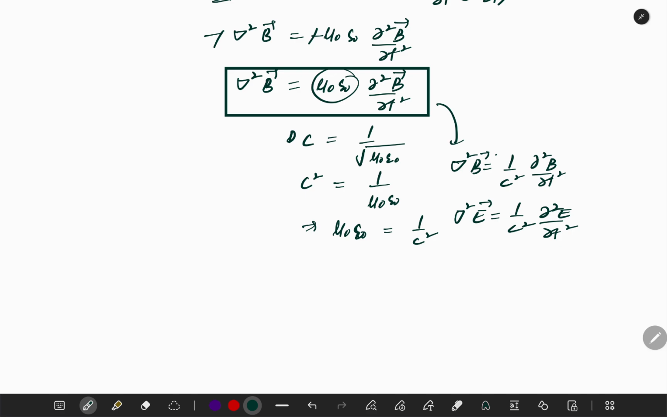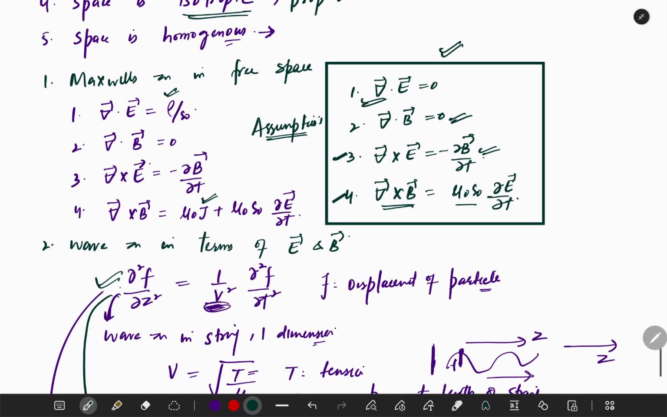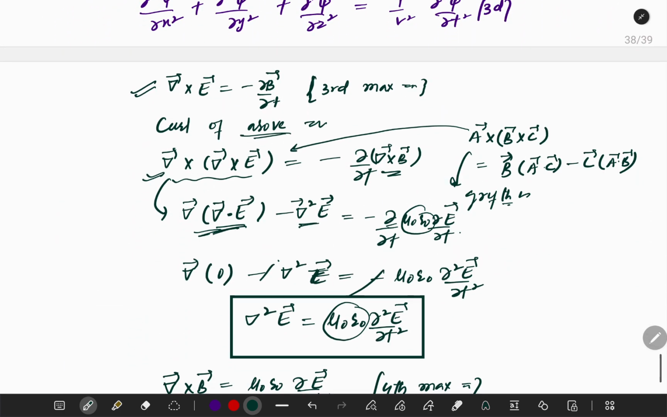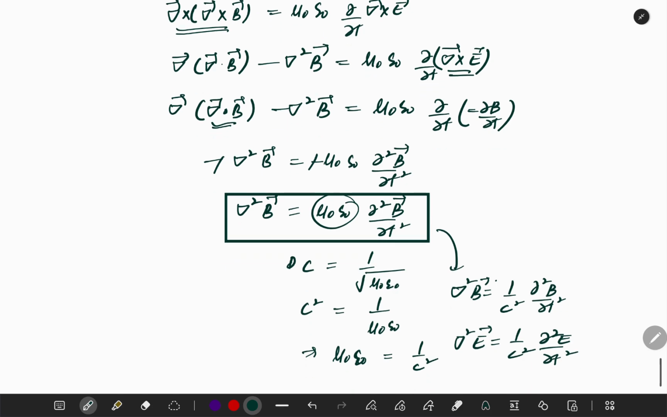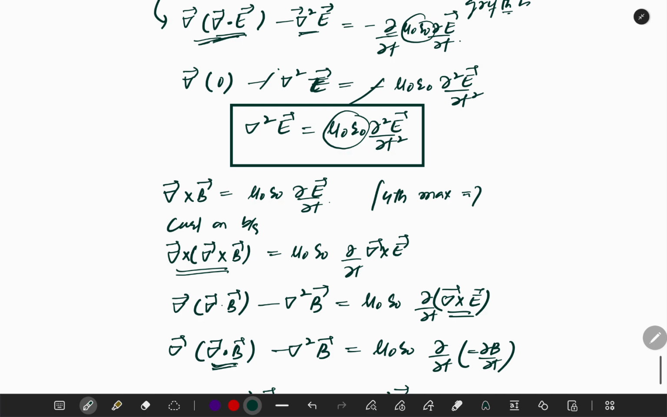I hope you understand the mathematics. I didn't discuss any physics here, but I discussed certain assumptions, applied them, and wrote the Maxwell equations in free space. We took the third Maxwell equation and took the curl on both sides, then applied del dot of E equals 0. Then we took del dot of B equals 0, and finally we came up with the wave equations.